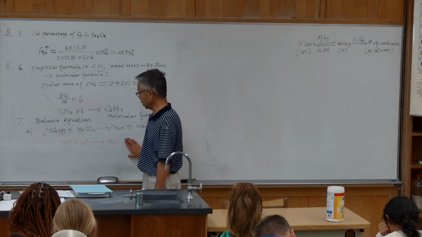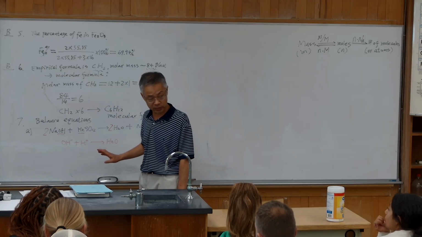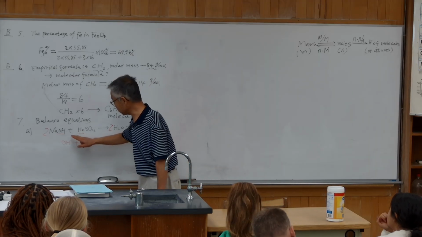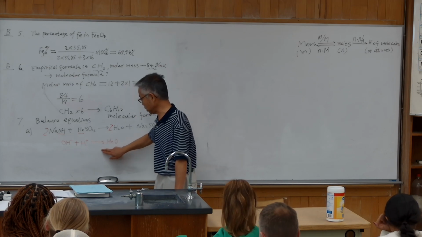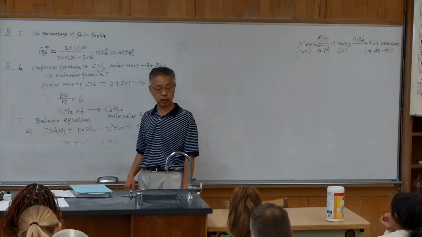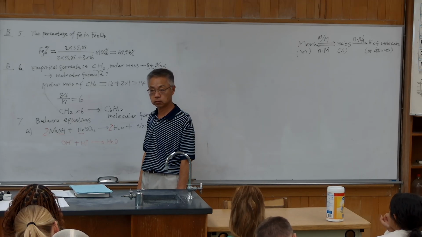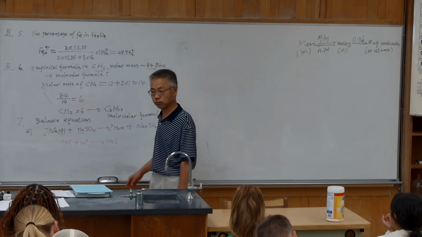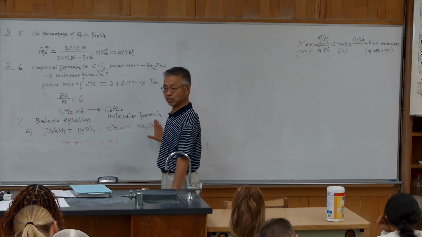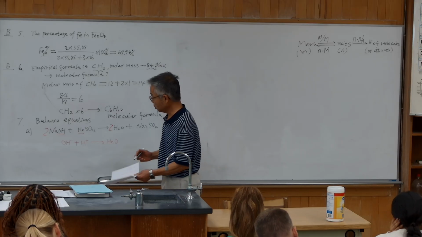So this example tells you, whenever next time you see a balance equation about an acid base reaction, just remember this. One hydrogen ion reacts with one hydroxide ion, producing one water. Okay. Then for any acid base reaction, you can easily balance that equation. B.